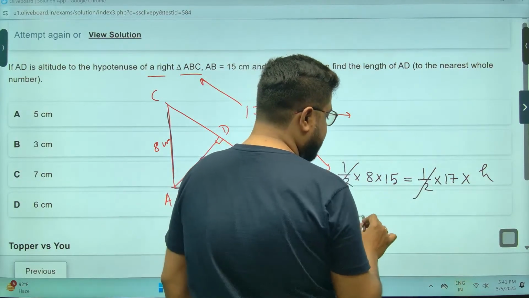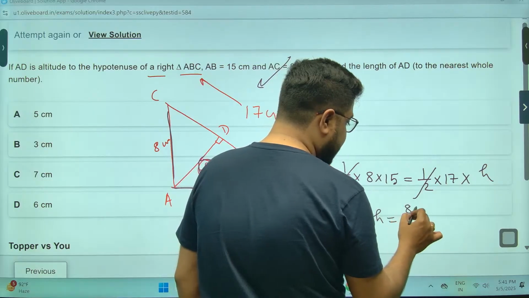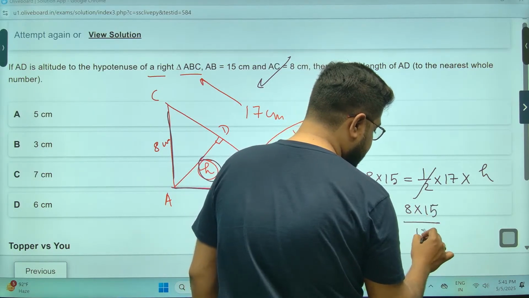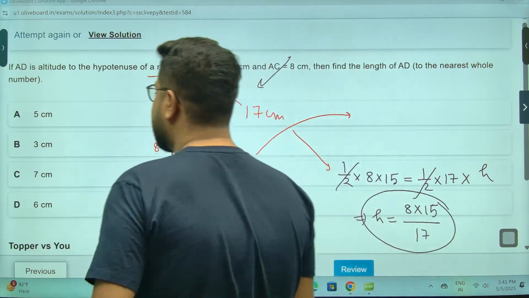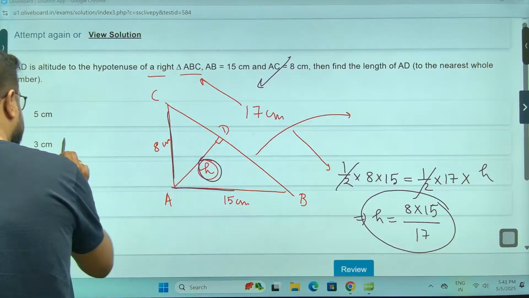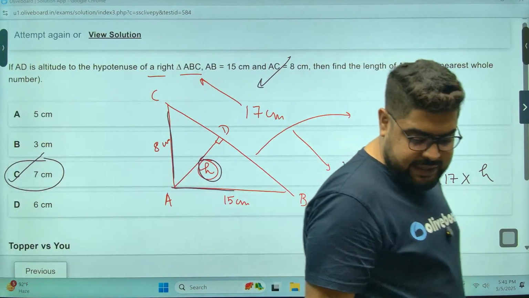Sir, you cannot do anything more. 8 times 15 by 17. So slightly less than 8 will be the answer. Slightly less than 8 means 7 should be the answer. Slightly less than 8.